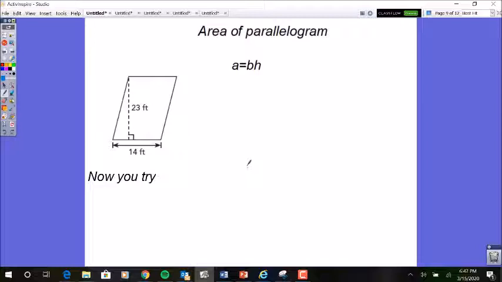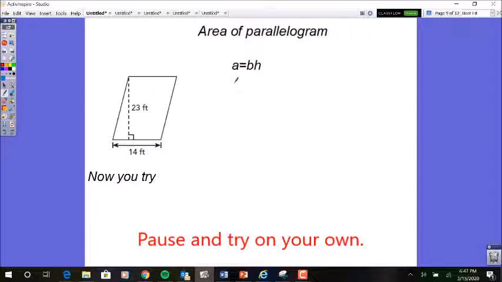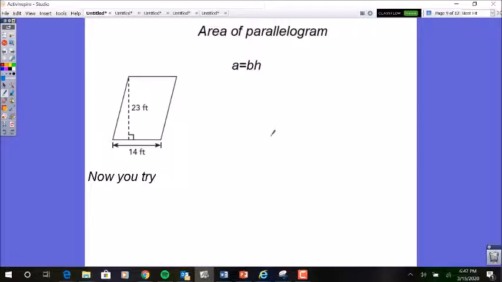Okay, now what I want you to do is actually try some of these on your own, and I'm going to give you a few seconds. So I want you to hit pause right here, actually fill in the formula, and try to get the answer, and then put the units in it as well. So hit pause for a second.